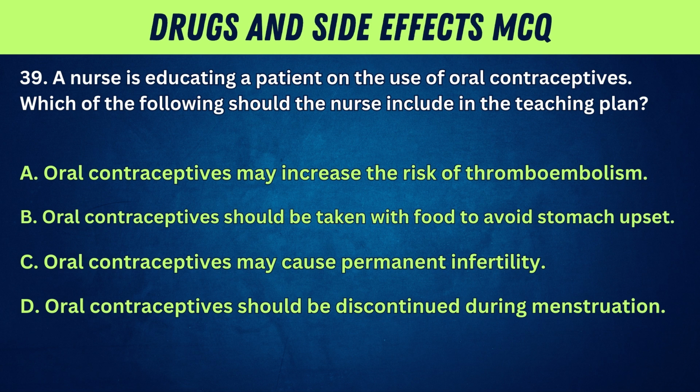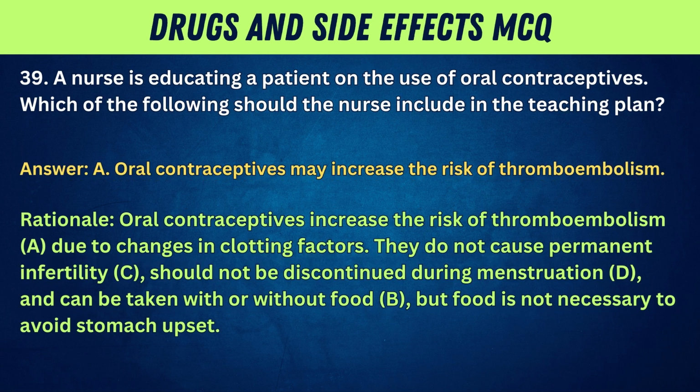39. A nurse is educating a patient on the use of oral contraceptives. Which of the following should the nurse include in the teaching plan? A. Oral contraceptives may increase the risk of thromboembolism. B. Oral contraceptives should be taken with food to avoid stomach upset. C. Oral contraceptives may cause permanent infertility. D. Oral contraceptives should be discontinued during menstruation.